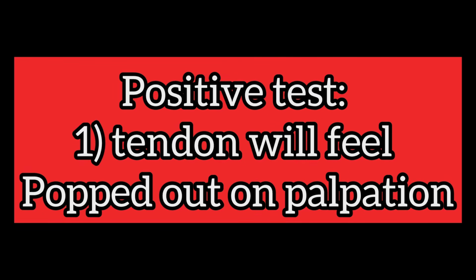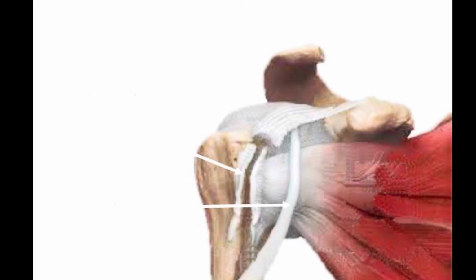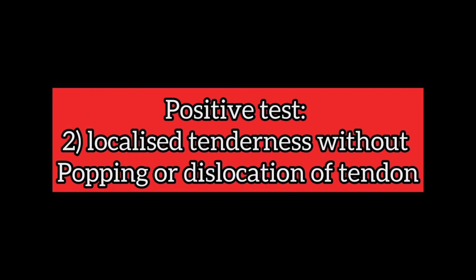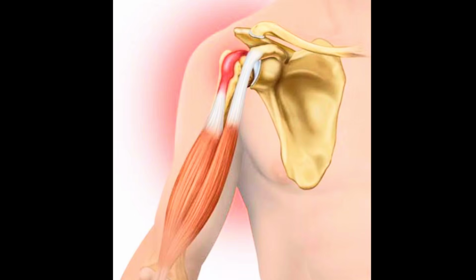The test is considered positive under 2 circumstances. First, the tendon will feel popped out of the groove if the transverse humeral ligament is damaged. Second, if the tenderness is only in the bicipital groove alone without any dislocation.